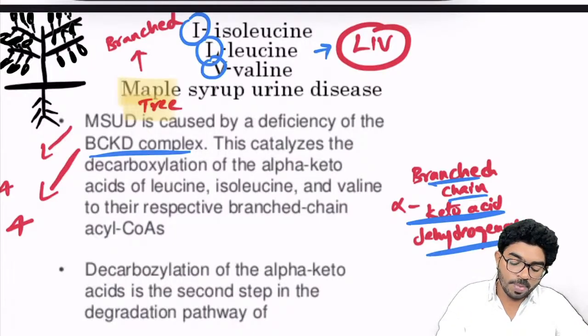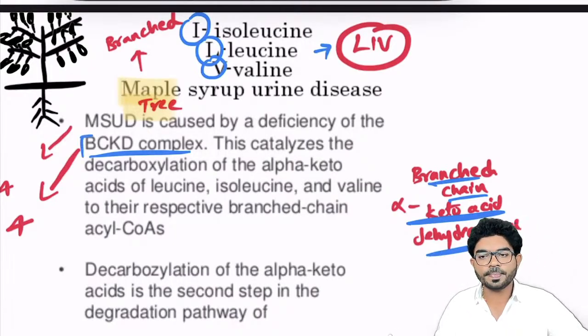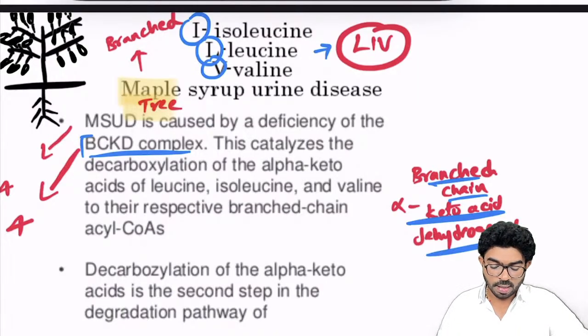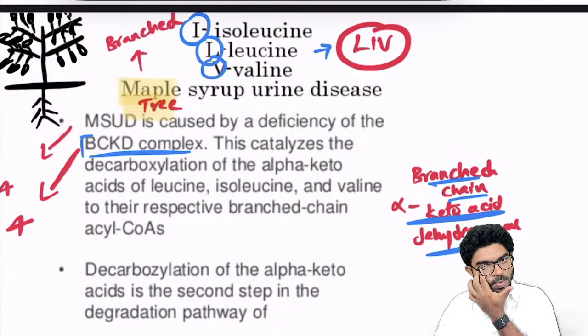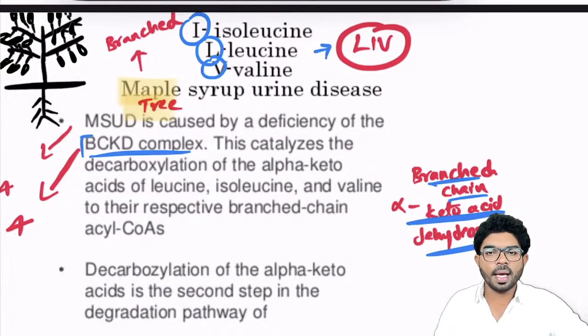What complex is it mediating? The complex that is mediating is branched chain alpha keto acid dehydrogenase. So this is the enzyme which is deficient in the case of your MSUD.